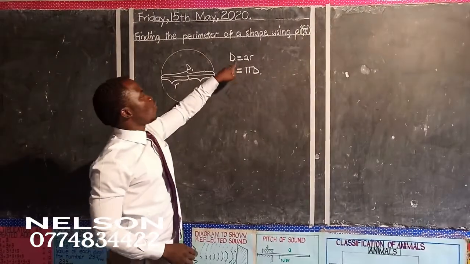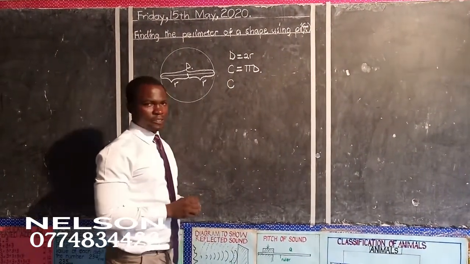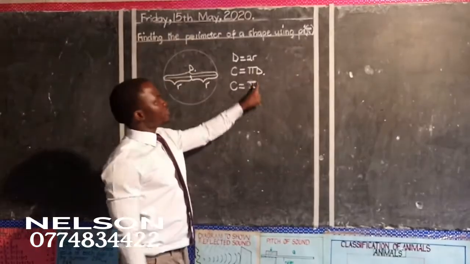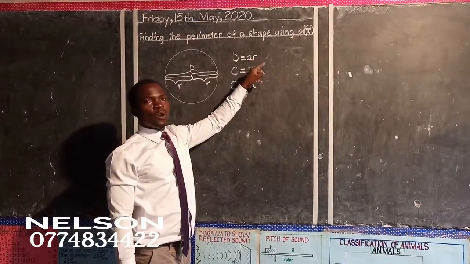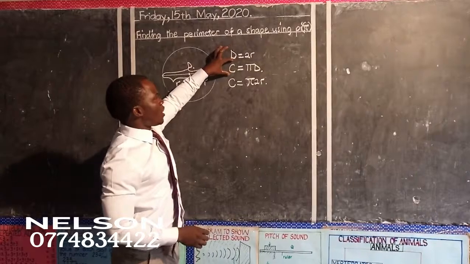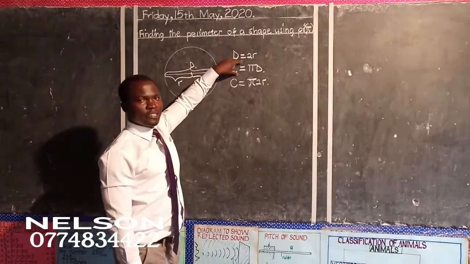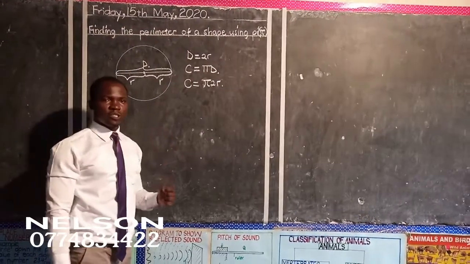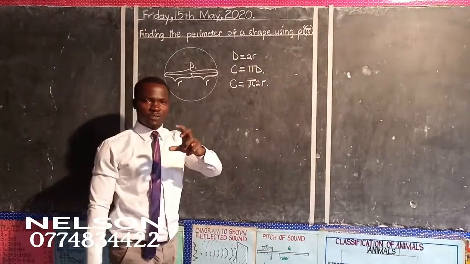Remember, we said that one diameter has two radii. So we can have another formula for circumference. We shall say circumference equals pi, but now, instead of writing diameter D, you remove D and put 2R. So this one is a formula for finding circumference, as well as this one here. You'll use this one if in the question they have given you the diameter. And you'll use the other if they have given you the radius. So if they give you diameter, use this one here, and if they give you radius, you use this one here.